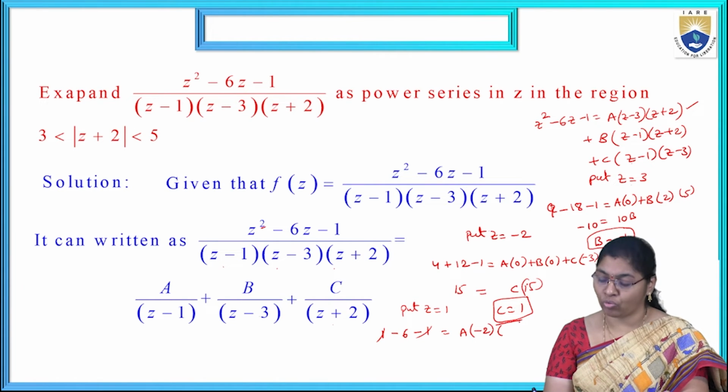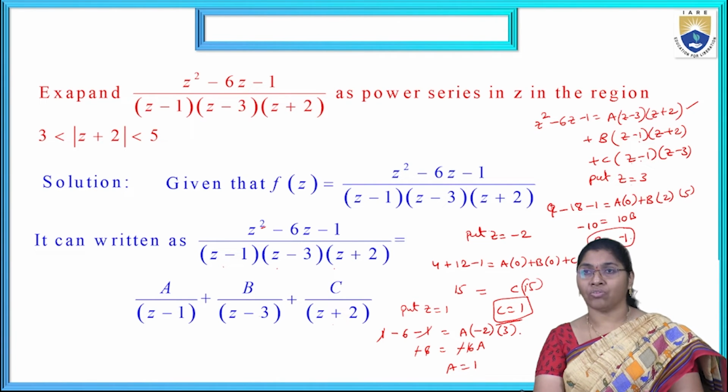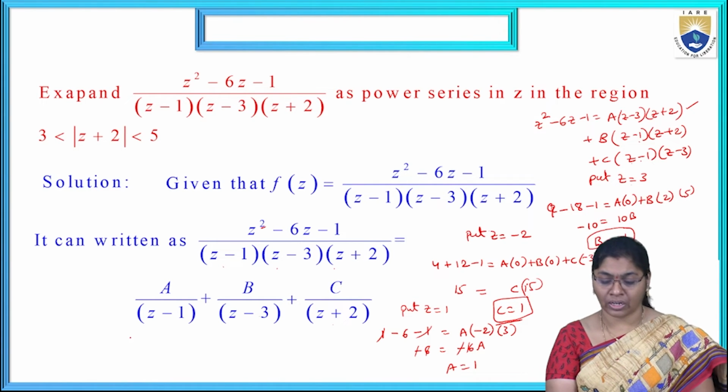1 minus 1 plus 2, 3. Here this one is 0, B and C both are zeros. Only minus 6 equals minus 6A. Both are cancelled, we get A equal to 1. A equal to 1, B equal to minus 1 and C equal to 1. Now substituting here: 1 by z minus 1 minus 1 by z minus 3 plus 1 by z plus 2.